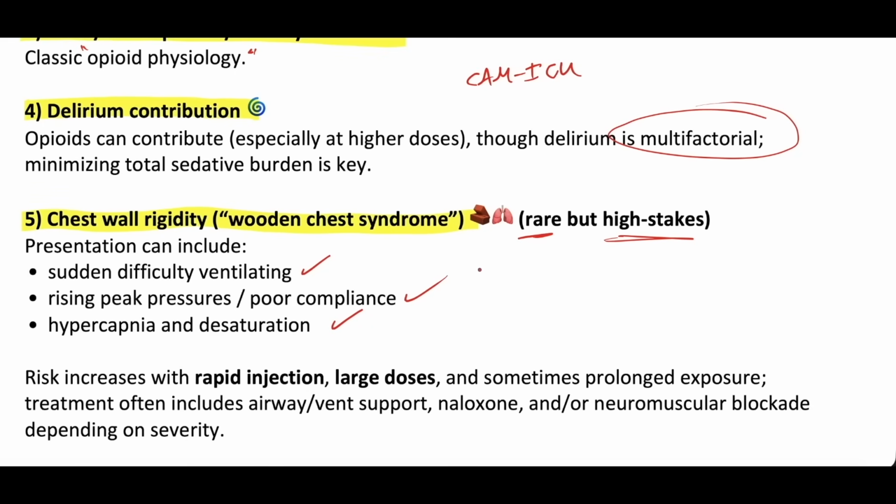So we have never seen it, but if you have someone who's getting fentanyl and all of a sudden your peak pressures go sky high, you're having difficulty ventilating them, it is something that should be on your differential: is this chest wall rigidity or wooden chest syndrome? Risk for it increases with rapid injections, large doses, prolonged exposure, and sometimes the solution is you have to neuromuscularly blockade these patients. So very rare.